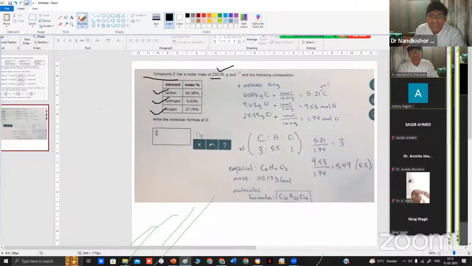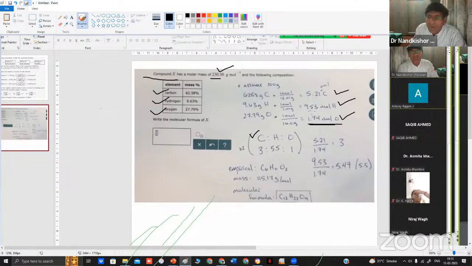Now, how to calculate again with the given mass? Suppose the given percentage is a mass, so divide by the atomic mass. Obviously 62 divided by 12, 9.6 divided by 1, 27 divided by 16. So the numbers come to 5.2, 9.3, 1.7. The lowest number is 1.7, so divide all the numbers by the lowest number. 5.2 divided by 1.7 gives you carbon as 3.